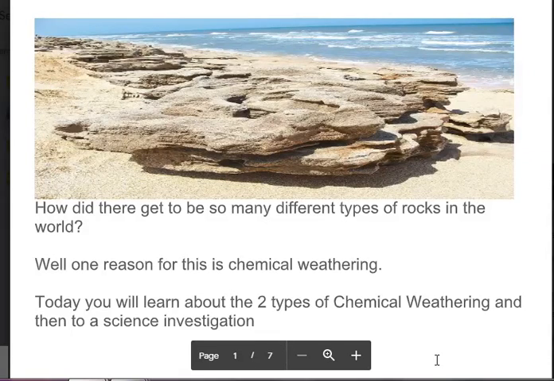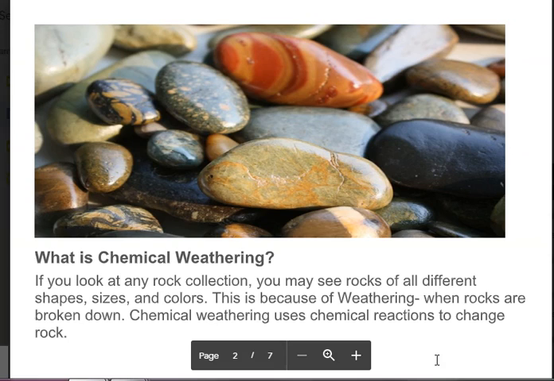How did there get to be so many different types of rocks in the world? Well, one reason is chemical weathering. Today you will learn about two of the three types of chemical weathering and then do a science investigation.